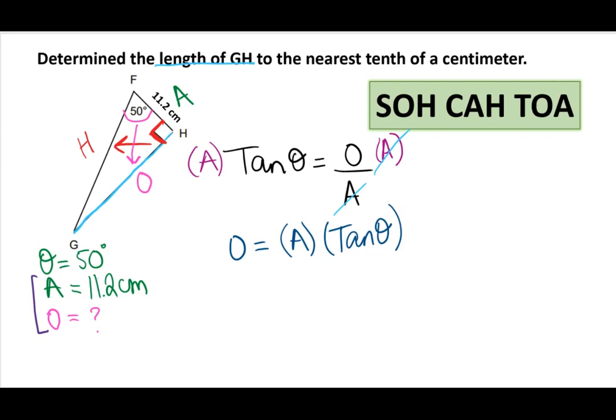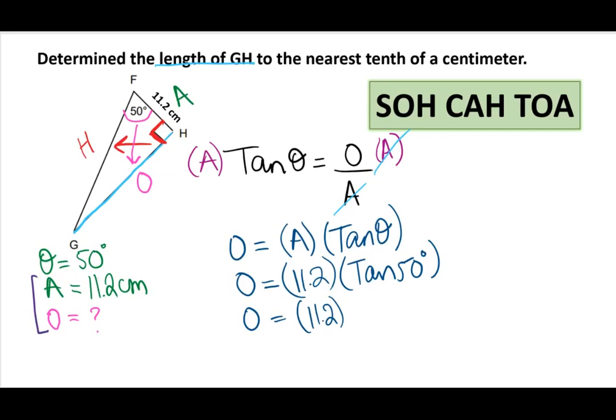Now let's plug in the numbers and calculate. Now when you calculate tan of 50 degrees, you just simply press tan on your calculator, no need to use the second function, and press 50. And you will get 1.192. Now simply go ahead and multiply these two numbers. You will get 13.3 as your answer. So the side length is 13.3 centimeters.